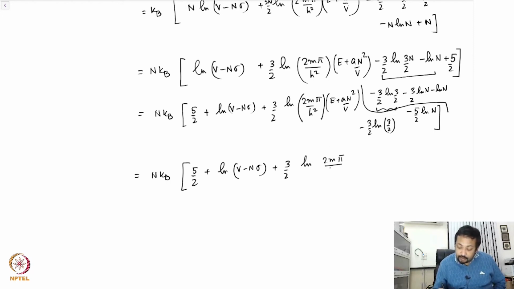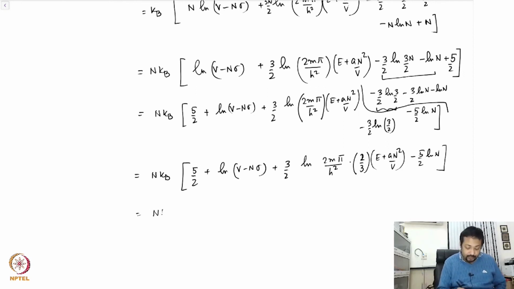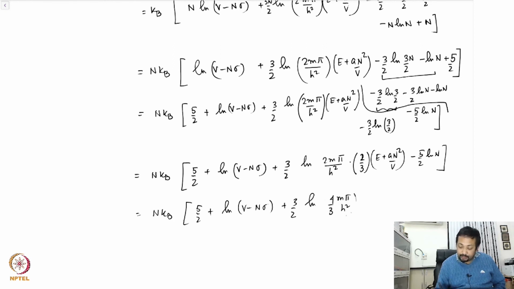twice m pi over h square. Now you have a 3 by 2 minus 3 by 2 ln 3 by 2. 3 by 2 is common, so essentially you are going to have times 2 by 3 e plus a n square over v minus 5 by 2 ln of n, and this is the answer that you're looking for. So we will finally write down this as 5 by 2 plus ln v minus n sigma plus 3 by 2 ln of 4 by 3 m pi over h square times e plus a n square over v minus 5 by 2 ln n.